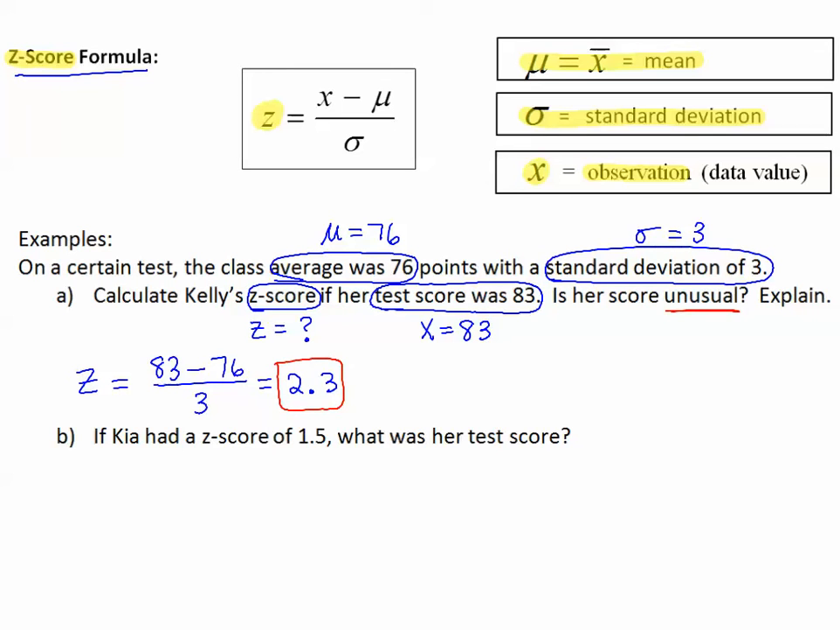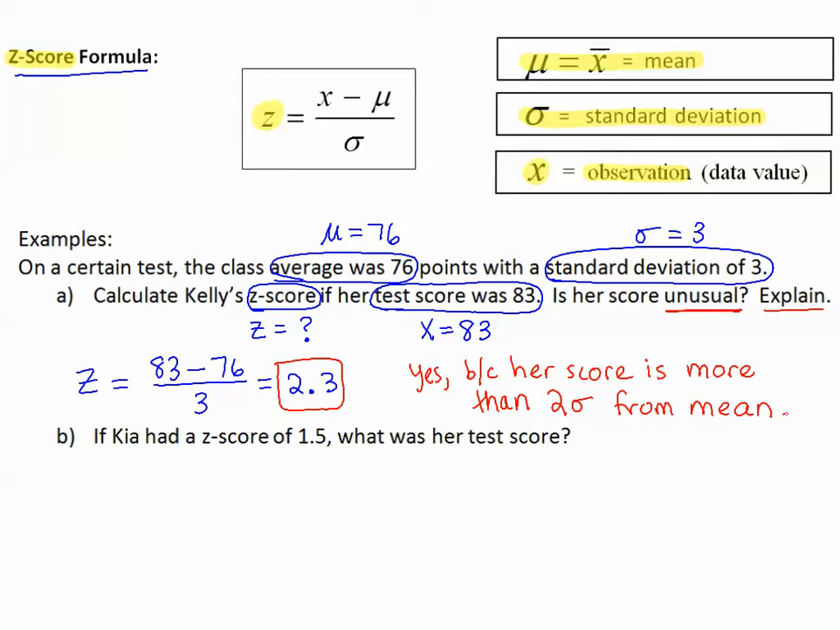Is her score unusual? Explain. So remember that more than 2 standard deviations is an unusual observation. So yes, because her score is more than 2 standard deviations from the mean. See how easy it is to use a z-score to tell us where a data point lies? This is above the mean and more than 2 away from the mean, so it's unusual.